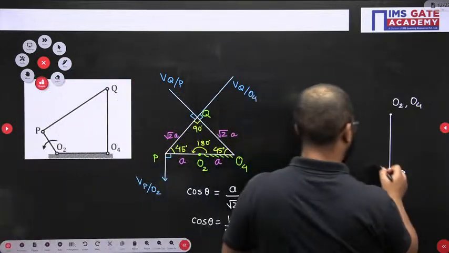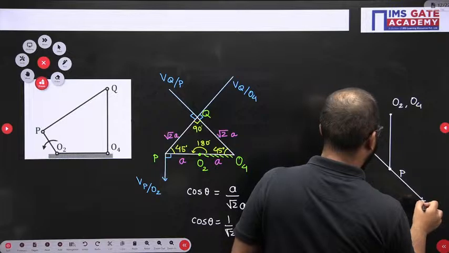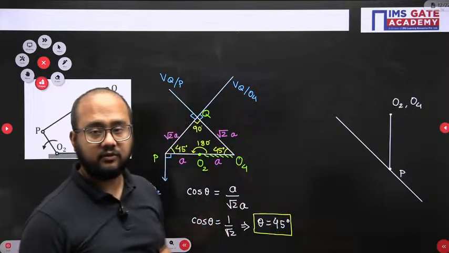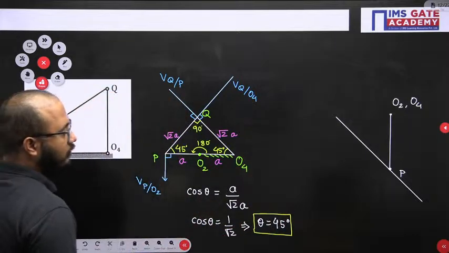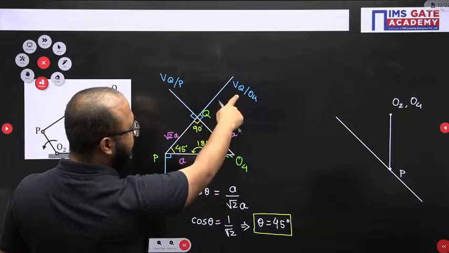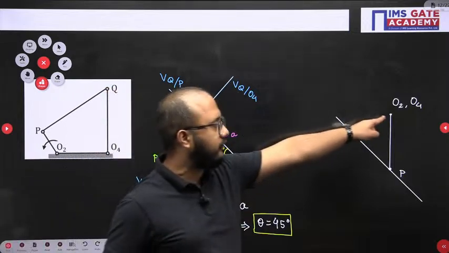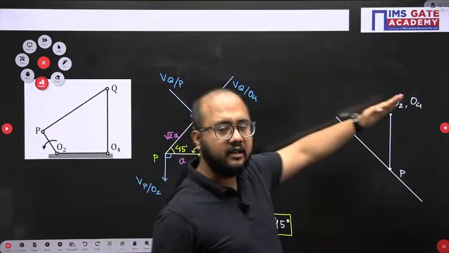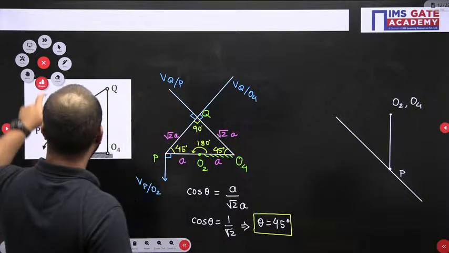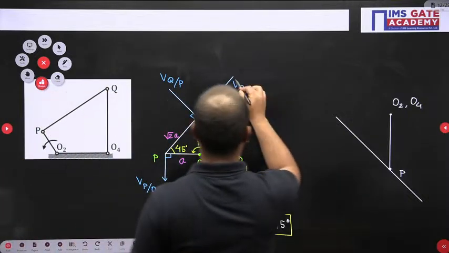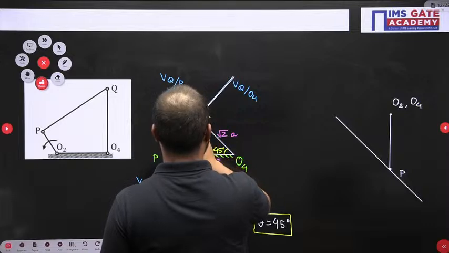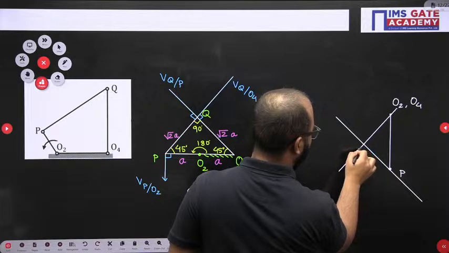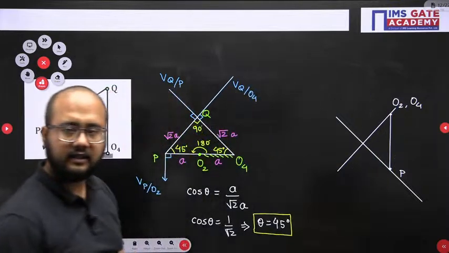So, it will be like this. So, this angle will be 45. It is understood. Yes, obviously 45. Now, another velocity vector, Q with respect to O4. O4 is the reference point available here. This line I need to place here directly and maintain the same direction. Okay, so like this. Is it clear?